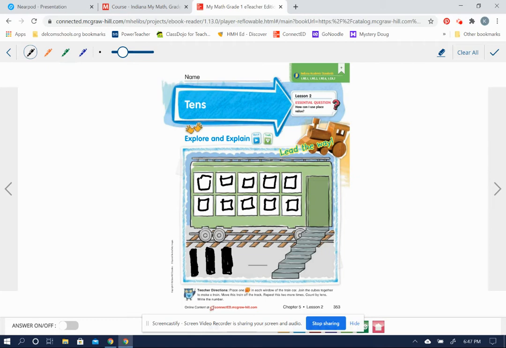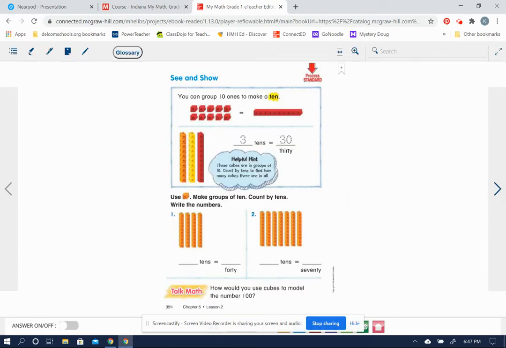Now, if we are grouping these by tens and we want to count by tens to find out what this number represents or what this figure represents, count by tens with me. 10, 20, 30. So we have 30 cubes. If we filled this 10 frame 3 different times with each of these sticks of 10, then we would have had a total of 30 cubes. Okay? All right, let's go ahead and turn the page over.